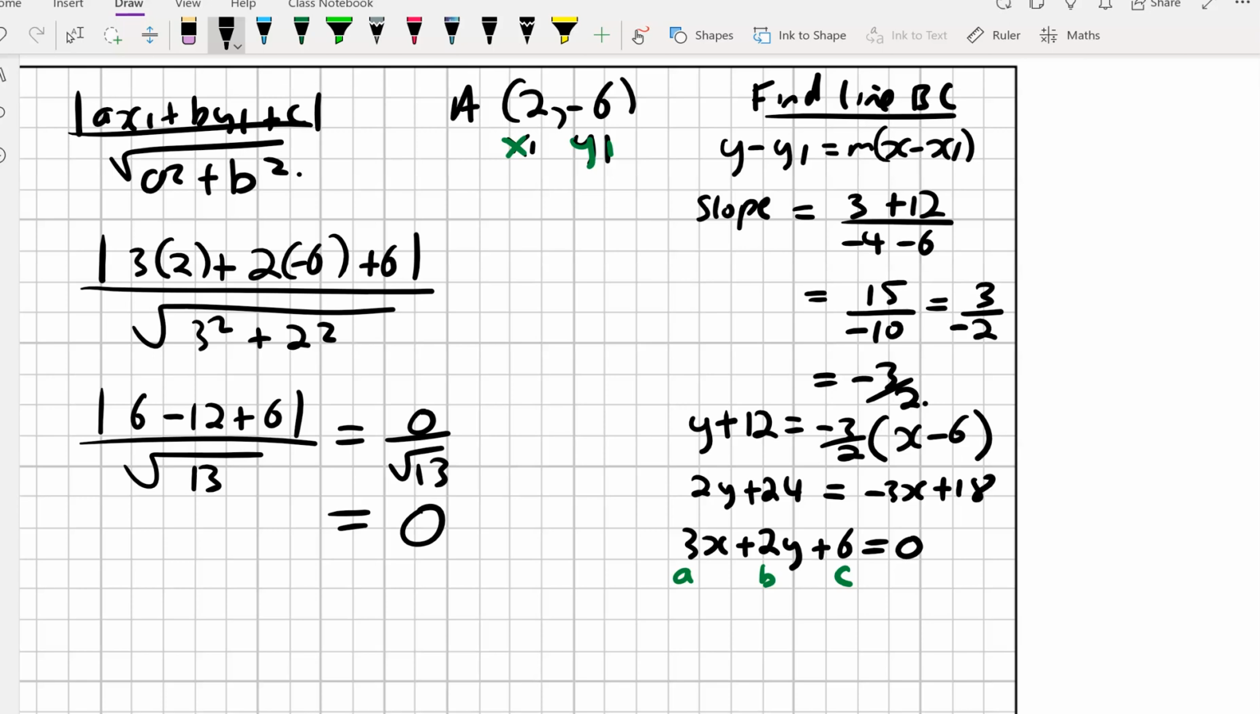If the distance from a point to the line is 0, then the point A is on the line BC. If it's on the line BC, then its distance to BC is 0 because it's already sitting on it.